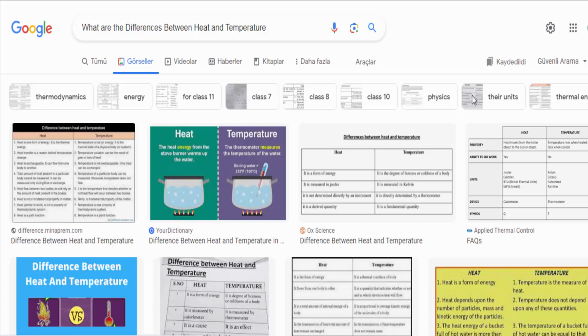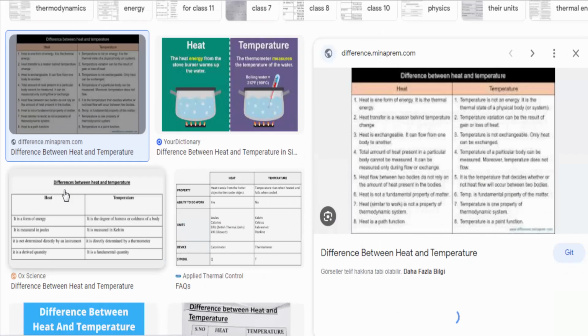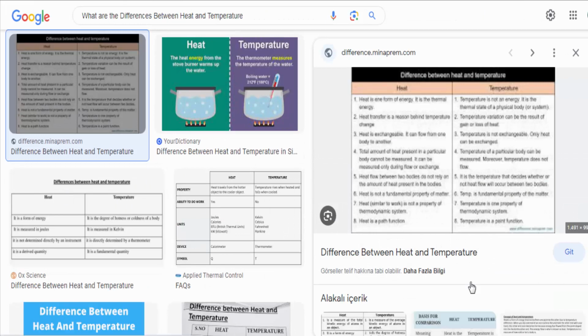Heat and temperature are related concepts in thermodynamics, but they have distinct meanings and characteristics. Here are the differences between heat and temperature.